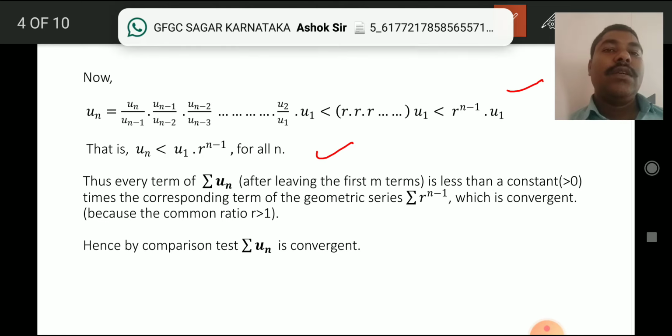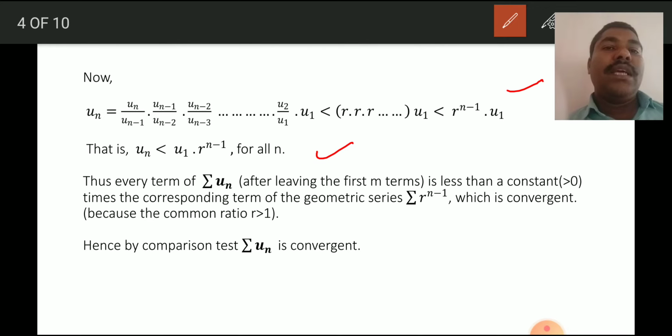Thus, every term of summation un is less than a constant times the corresponding term of the geometric series summation r raised to n minus 1, which is convergent because the common ratio r is less than 1. Hence, by comparison test, summation un is convergent.